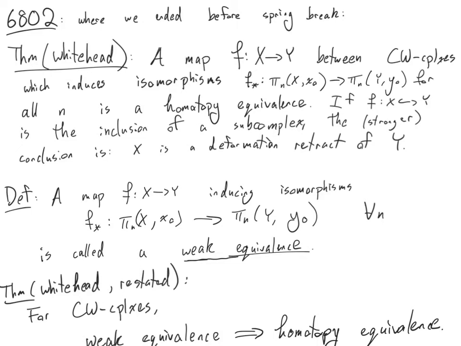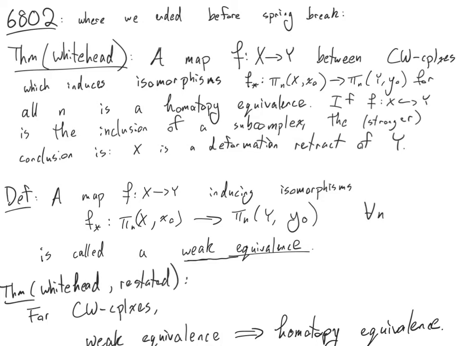I wanted to start by just reminding us of where we were 2 weeks ago before spring break. So the major result we had proved was the Whitehead theorem. What that said was that if we have a map between CW complexes which induces isomorphisms on pi n for all n, then it's a homotopy equivalence. And in the particular case where the map was the inclusion of a subcomplex, we got this stronger result, which was that X was in fact a deformation retract of Y. So the total complex deformation retracted onto the subcomplex.